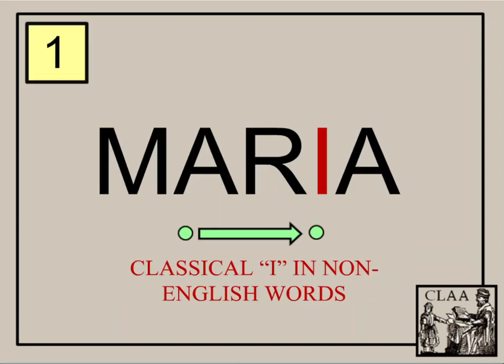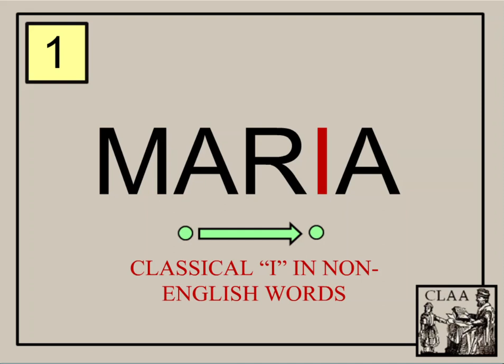The first sound that the English letter I is used to represent is the classical sound E. If you look at this word on your screen, you can see the letter I highlighted in red. In this word, the letter I makes the sound E. Let's read this word together. Repeat after me.